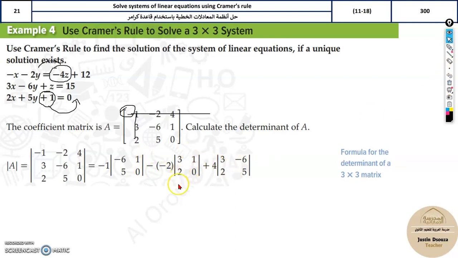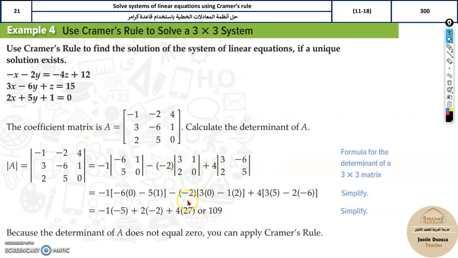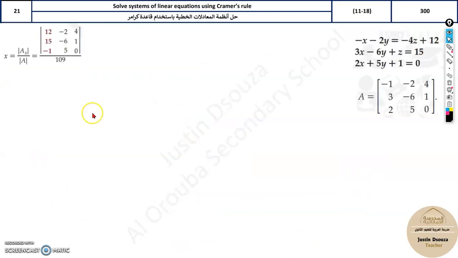So once you find the determinant, when it's not equal to 0, only then you can solve with Cramer's rule. If this was 0, then you cannot solve. Now you got a determinant which is other than 0, so you can solve with Cramer's rule. Once again, if you're getting confused with this determinant, please go to the previous videos where the determinant is explained. Now once this is done, we can apply Cramer's rule.